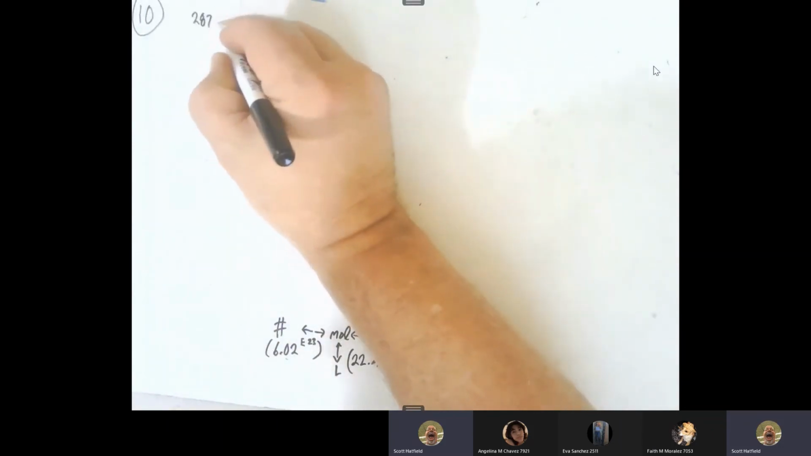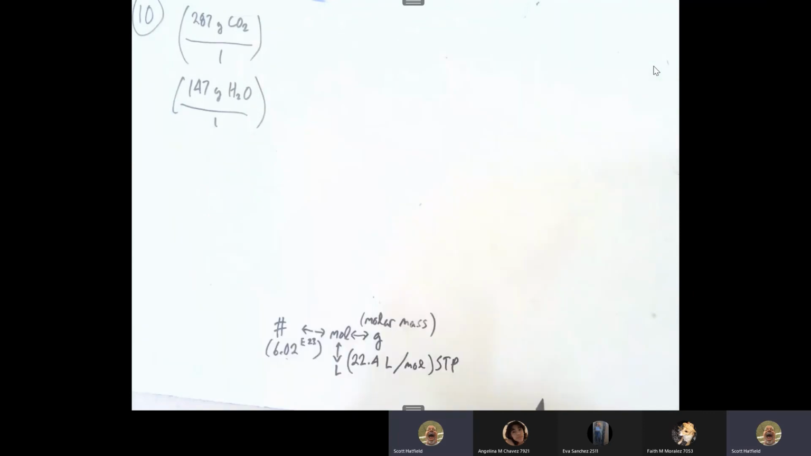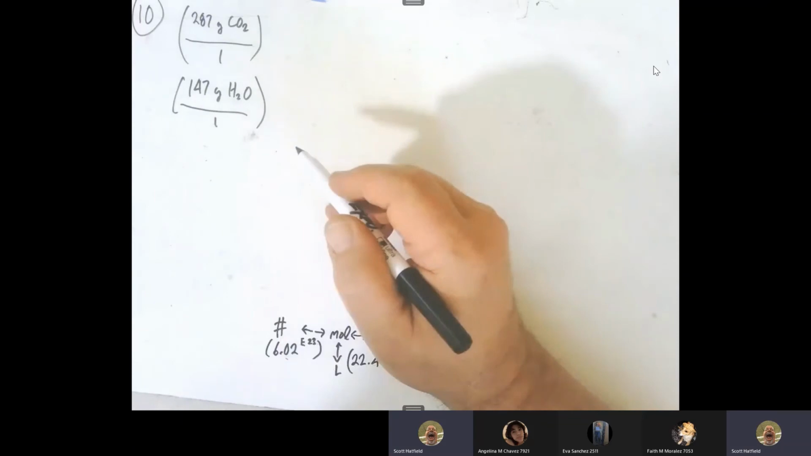Okay, so first piece of information, we have 287 grams of CO2. And we also have 147 grams of water. Again, these are the products of the reaction. And what we want to figure out is the molecular formula from these products. So to do that, we're going to need some molar masses.